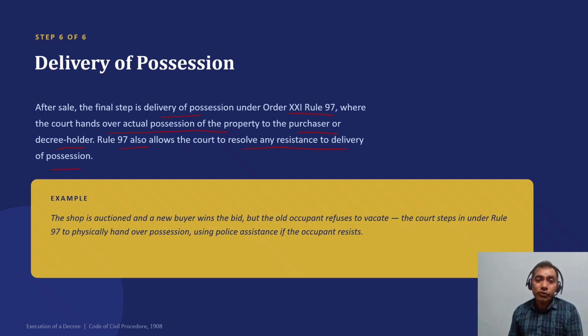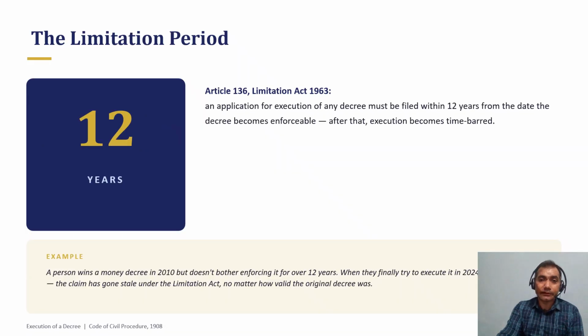Example, the shop is auctioned and a new buyer wins the bid, but the old occupant refuses to vacate. The court steps in under Rule 97 to physically hand over the possession, using police assistance if the occupant resists.